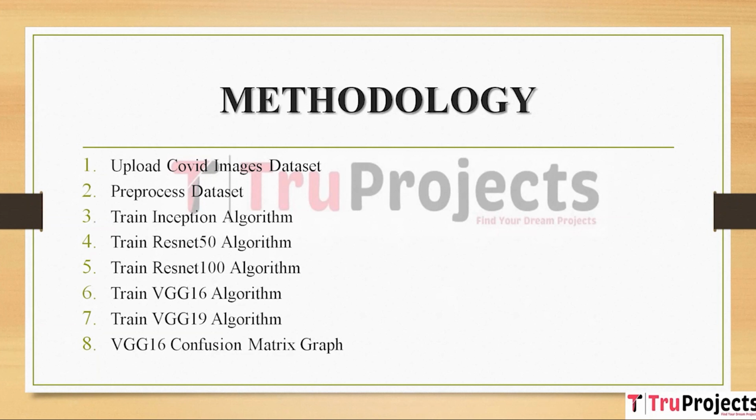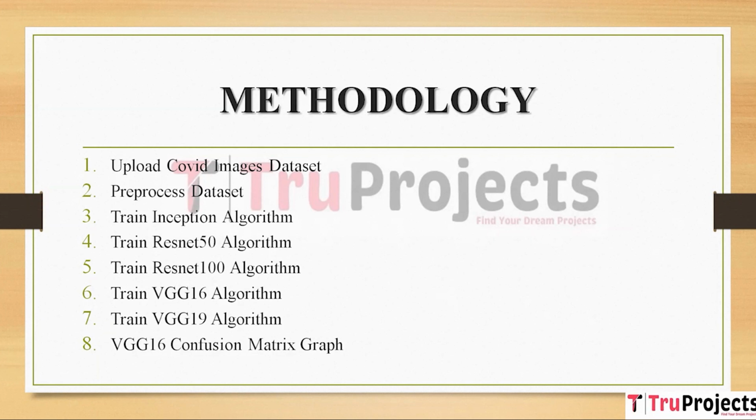Second module is pre-process dataset. The dataset needs to be pre-processed before feeding it into the AI models. Pre-processing involves tasks like resizing the images to a consistent size, normalizing pixel values, and splitting the data into training and testing sets. Third module is Train Inception algorithm. Inception is a popular deep learning architecture known for its effectiveness in image recognition tasks. In this module, the AI model based on the Inception architecture is trained on the pre-processed chest X-ray images to learn to distinguish between COVID-19 positive and negative cases.